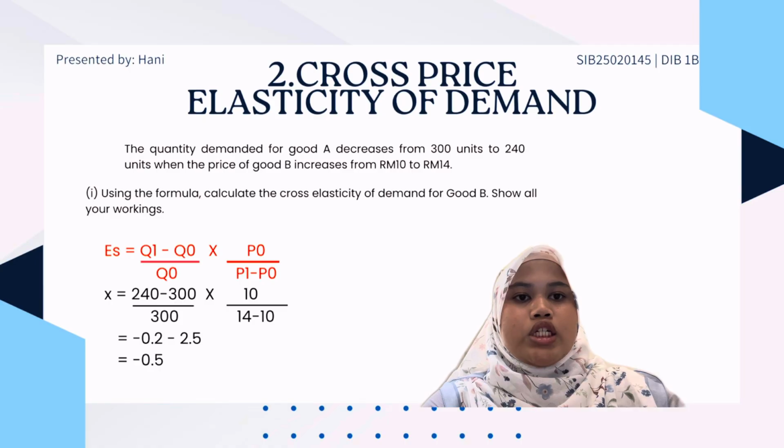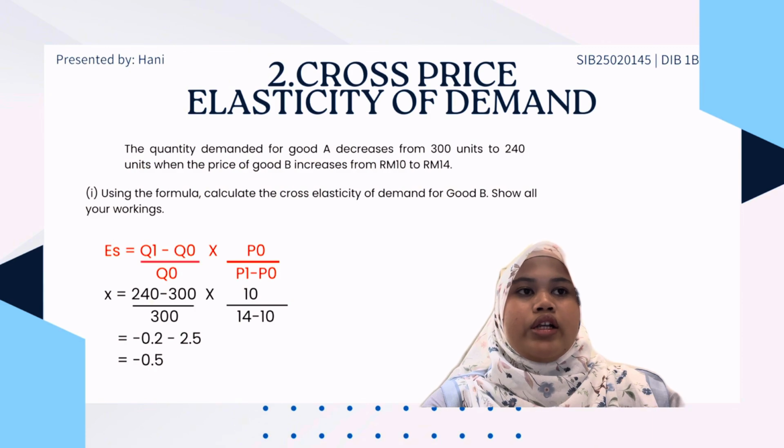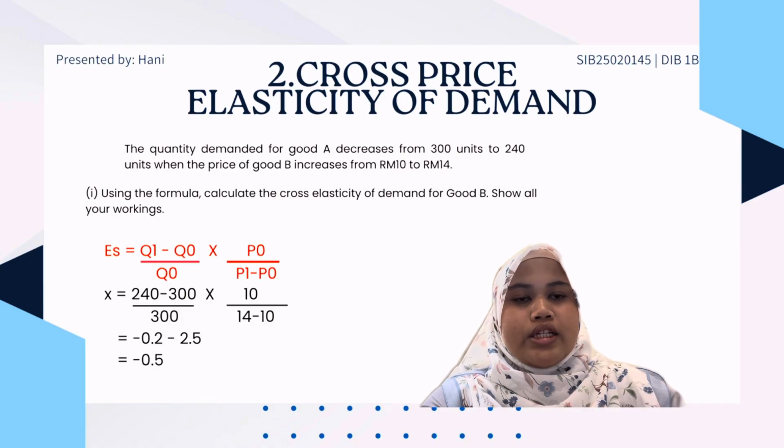I will present about cross-price elasticity of demand. The question is, the quantity demanded for good A decreases from 300 units to 240 units when the price of good B increases from RM10 to RM14. The first question is, using the formula, calculate the cross elasticity of demand for good B. Show all your workings. First of all, we must know the formula.